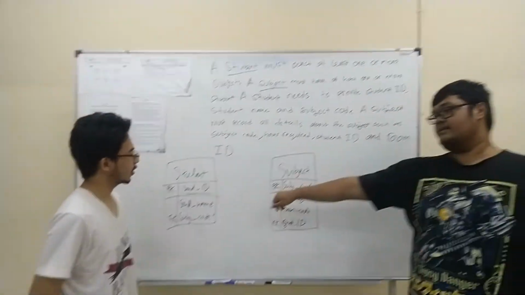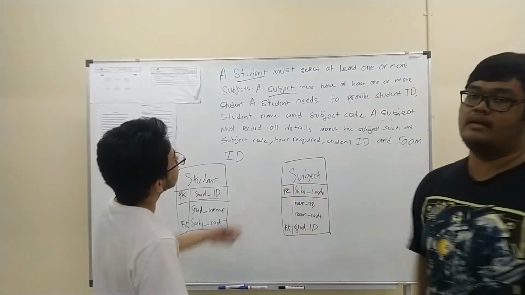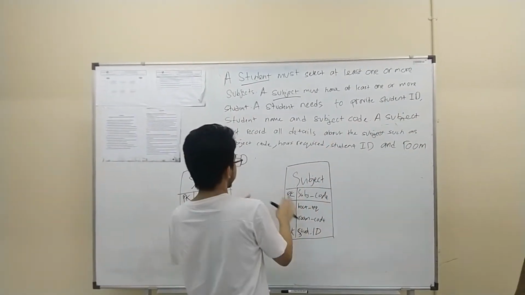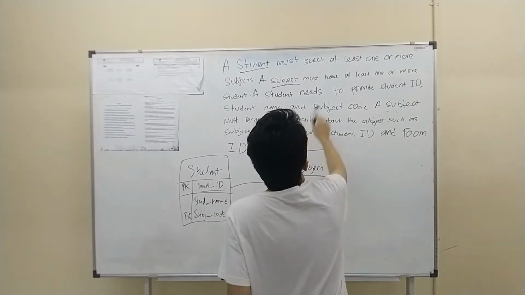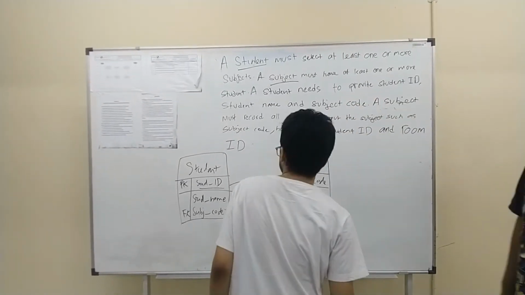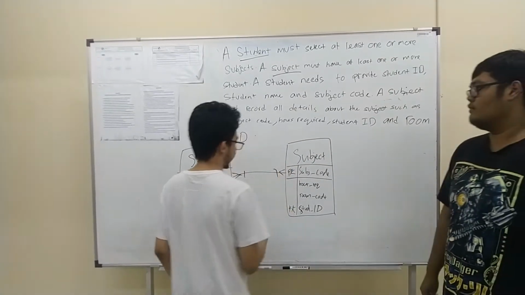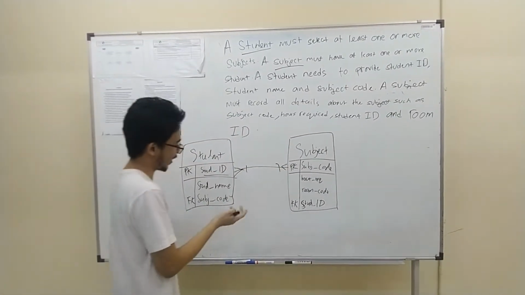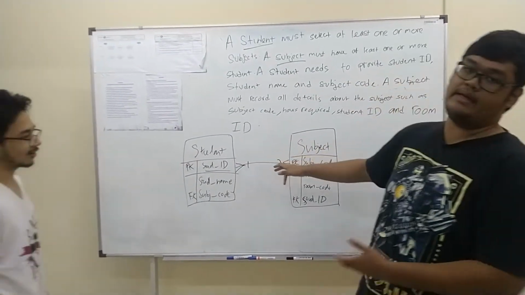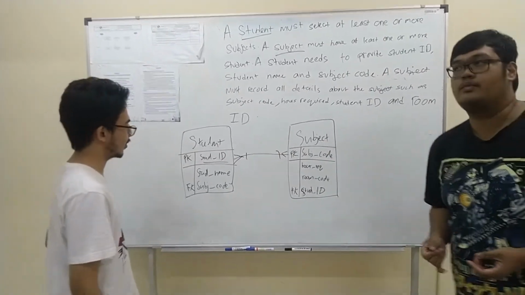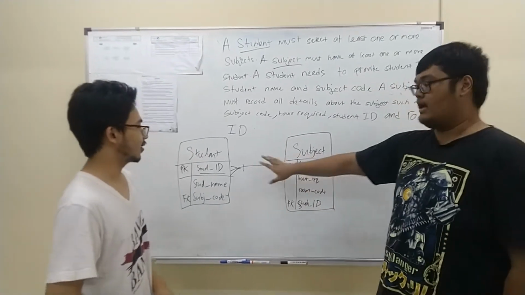After we have done this, we have to determine the cardinality between the student and the subject. It says a student must select at least one or more subjects, while a subject must have at least one or more students. So it can be determined that both of them are mandatory. But that's many to many, and we can't do that really. So we have to change the many to many into one to many relationships.